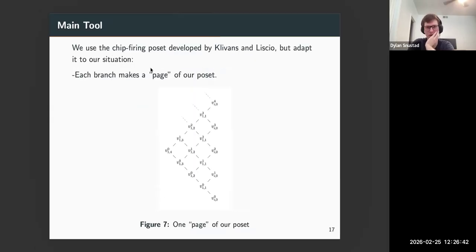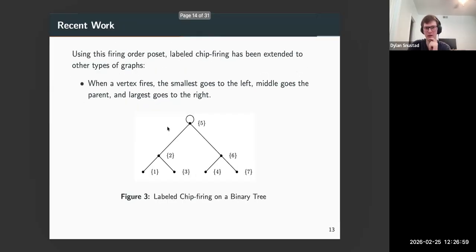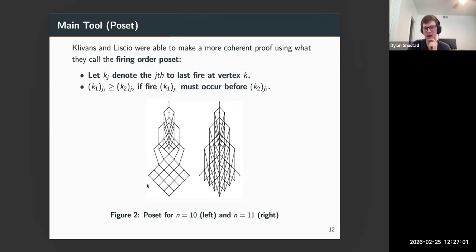And the main tool that we used to prove this was this chip firing poset by Klivans and Liscio. So we call this thing the book poset in the context of this star graph. Because what ends up happening is, maybe I'll go back up to it. You see we get this nice diamond in the initial case on the path graph. Really, you can think of what's going on here is they're looking at the 2 branch case.